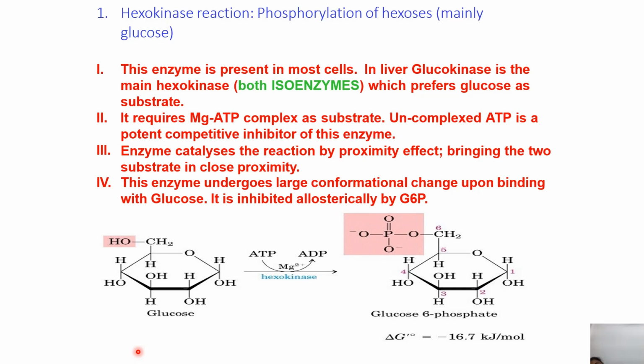The enzyme catalyzes the reaction by proximity effect, bringing the two substrates in close proximity. And this enzyme undergoes large conformational change upon binding with glucose. It is inhibited allosterically by glucose 6-phosphate.